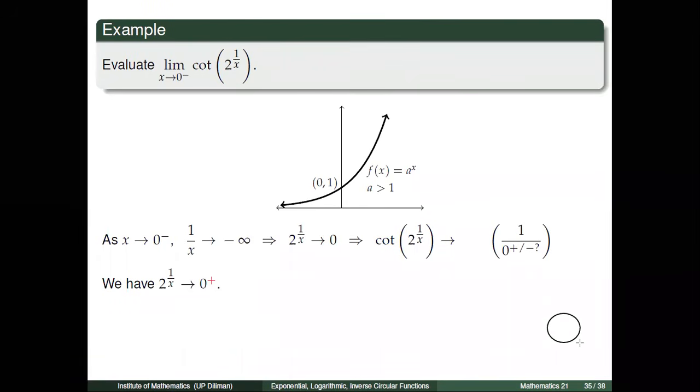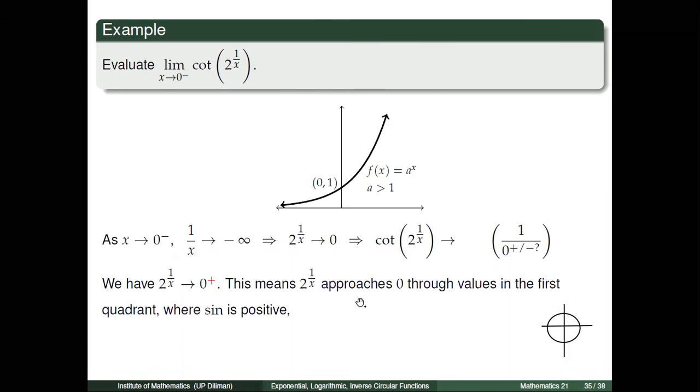Okay, so let me just draw a unit circle here quickly. So what does the expression inside the cotangent approaching 0 through values greater than 0 mean? Well, it means that we have an angle which approaches 0 from the first quadrant. Okay, so 2 to the 1 over x approaches 0 through values in the first quadrant. And in the first quadrant, the value of the sine function is positive.